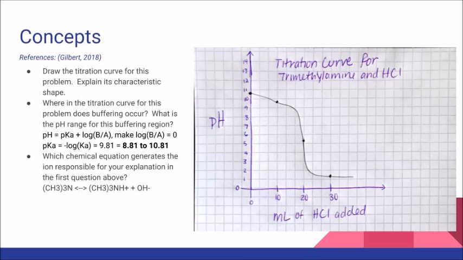Next, let's go over some essential concepts. Using the answers calculated in the above problem, we have drawn a titration curve of this weak base, trimethylamine, with a strong acid, HCl, to further analyze what is going on. On the x-axis, the volume of HCl added to solution is shown, and on the y-axis, the pH is shown.